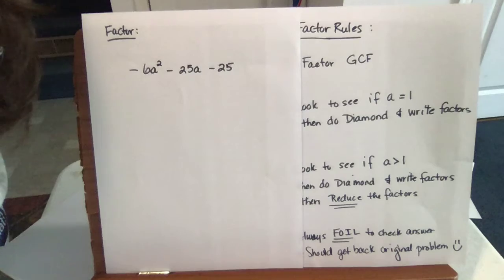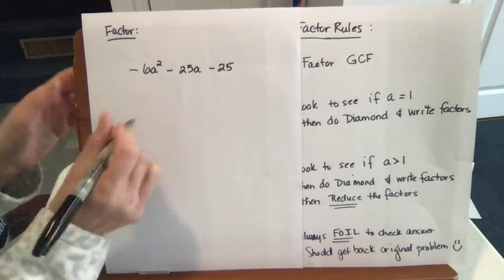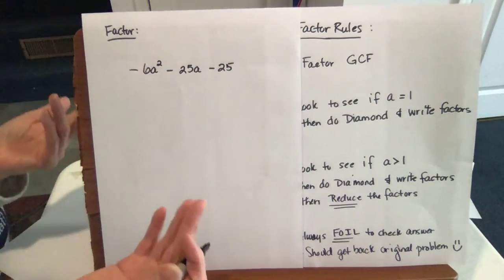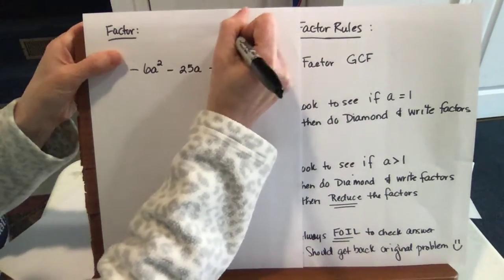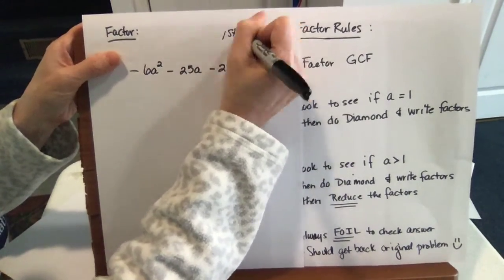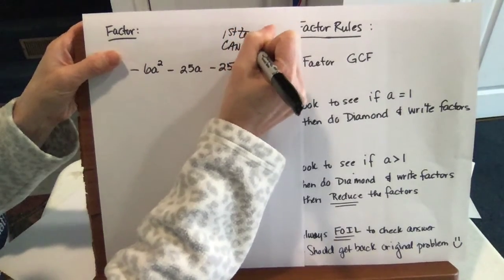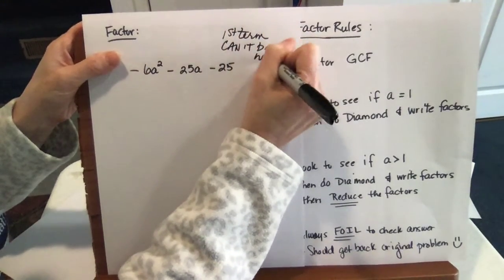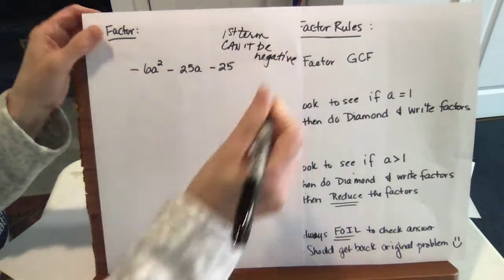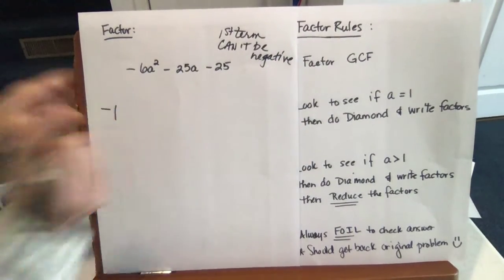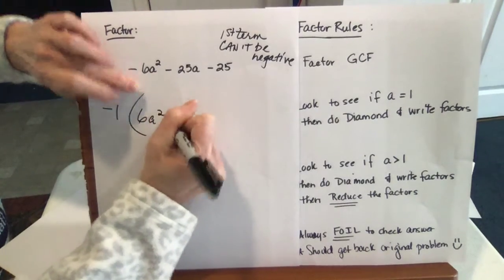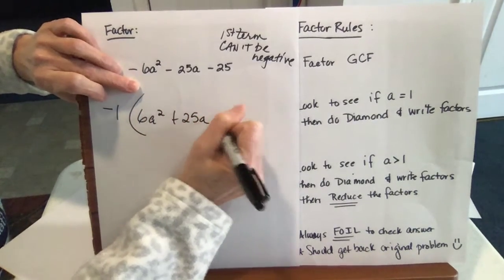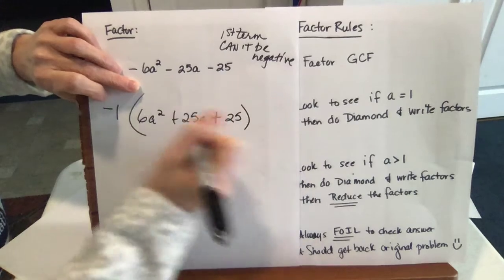So what we're going to be taking out is a negative 1, because we don't have any other numbers that can divide into all these, but the first term can never be negative. All right, so take a note. First term can't be negative. So in this case, our GCF is a negative 1. So that'll change this to positive 6a squared plus 25a plus 25.